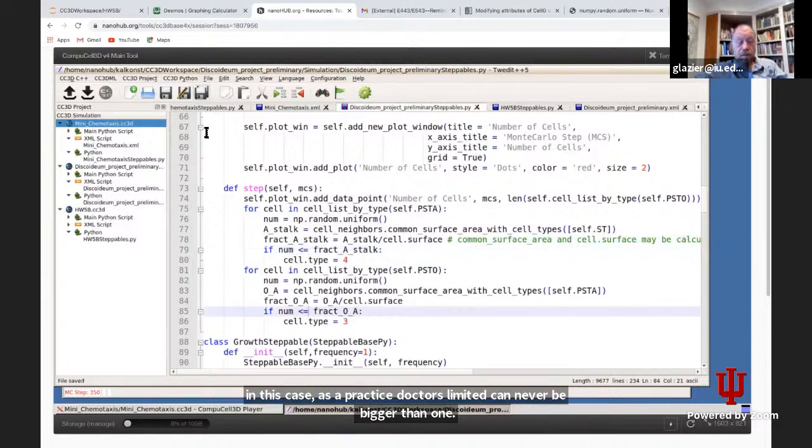So it's worth thinking about that, because the typical time it takes for the transition to happen will depend on that. You might say, well, I don't want the probability in one time unit to be 1, even if I'm 100% surrounded. Suppose I'm 100% surrounded and it actually takes me 20 minutes, 20 Monte Carlo steps instead of 1. Then the natural thing to do would be to say if num is less than fract a stalk divided by 20, and that won't quite work.